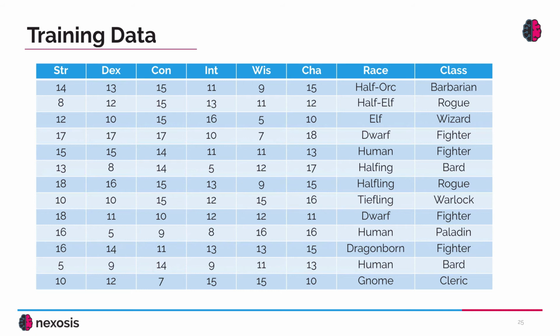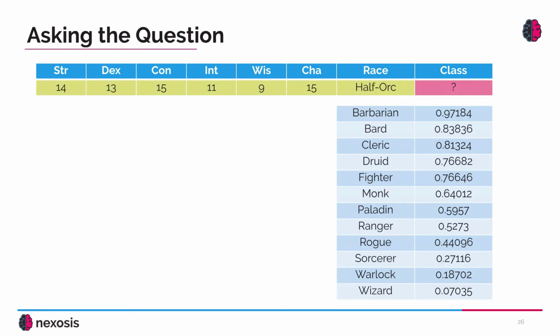And once we pick our test and train ratios and we build our model, then our question looks like this. We can say, well, I rolled a 14, 13, 15, 11, 9, and 15, and I want to play a half orc. So what class should I play? And sometimes some algorithms for classification will say, you should play a barbarian, because I know you like that.